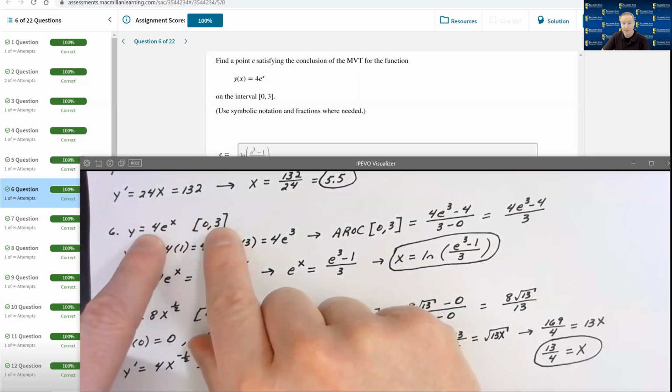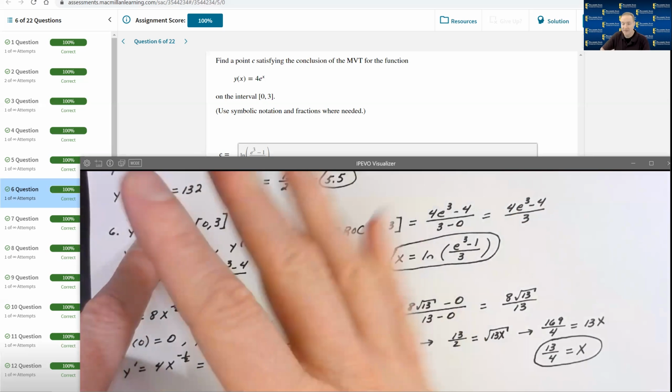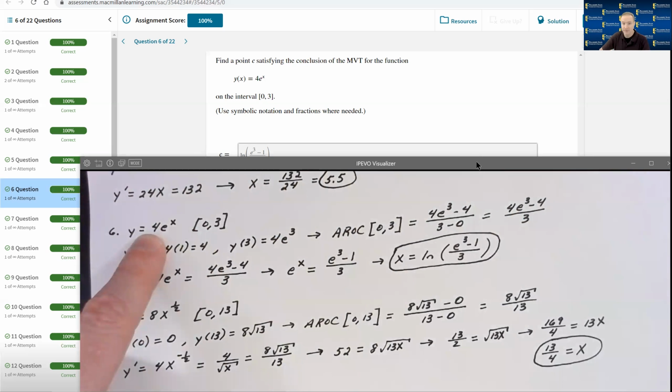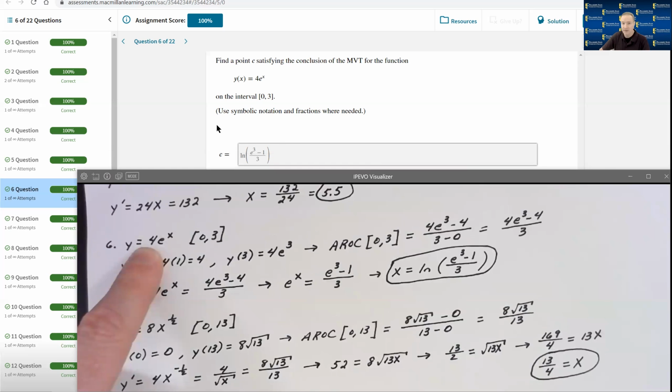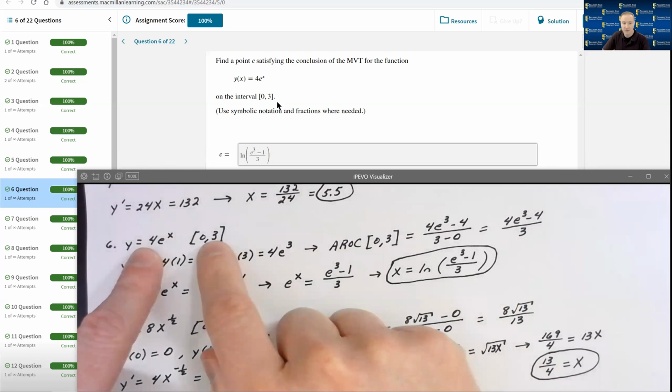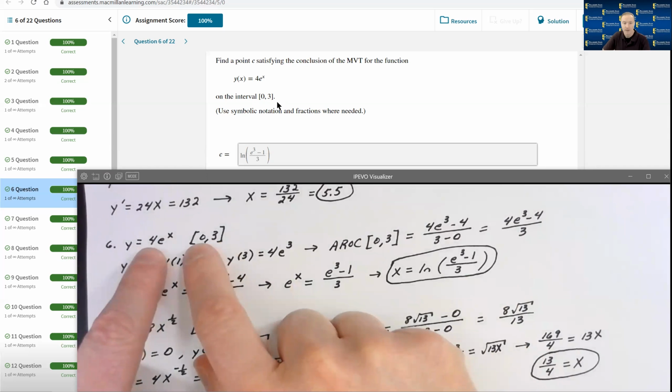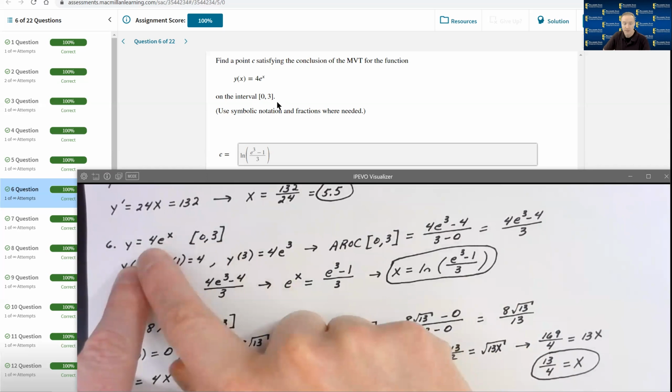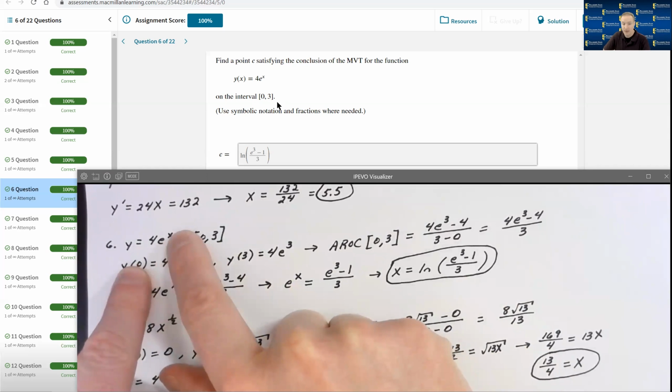Okay, so I guess the thing that makes this one a little bit different from number 4 is, unlike number 4, it does not want a calculator answer. It wants an exact answer. So I need to be very precise in my calculations. I can say, okay, no problem. Evaluate the function at the beginning point, y of 0. Any exponential function to the 0 power is 1. 4 times 1 gives me a 4.